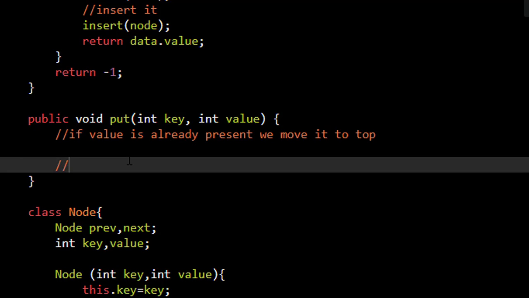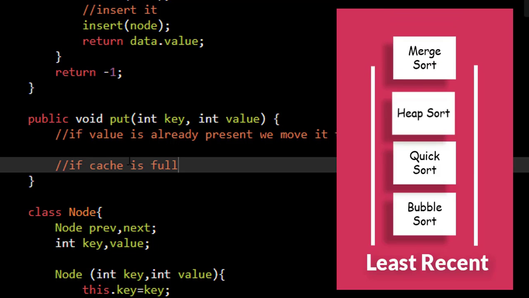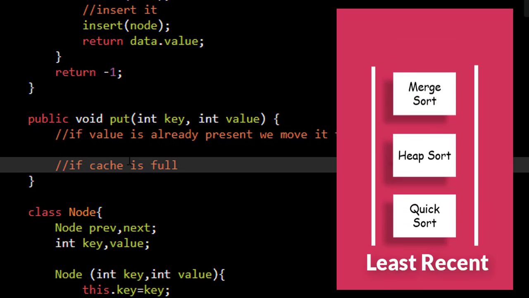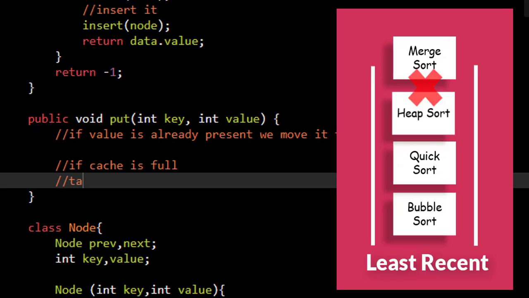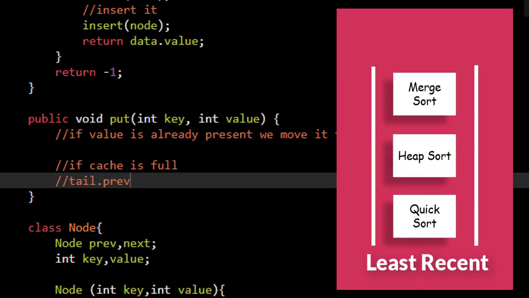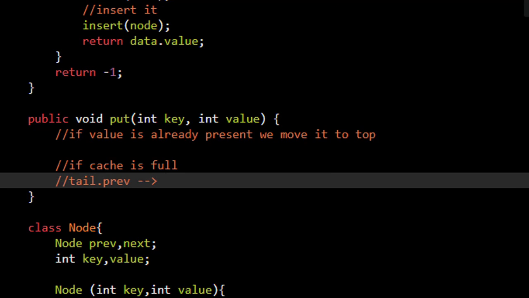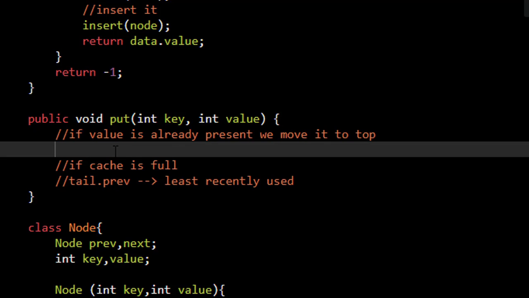Now another case that can arise is if the cache is full. In that case, we need to delete some node, or precisely one node: the one which exists at the tail side of the linked list. So we can directly call that. That node will be nothing but tail.previous, which is the least recently used data.